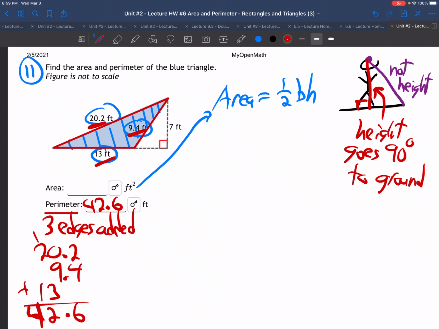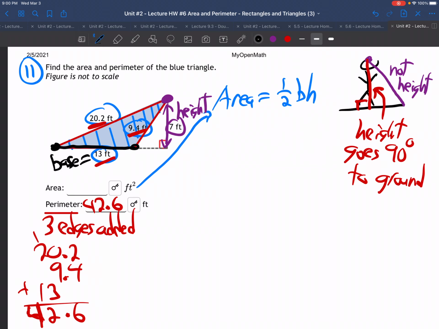So same thing here. The base is right here on the ground, and it's the 13. It goes from here to here. That's the base of the triangle. So which dimension is the height? Which dimension goes from the tip top straight down? That's going to be the 7, isn't it? That's the height of that triangle because it goes from the tip top straight down to the ground. That's exactly what height really means.